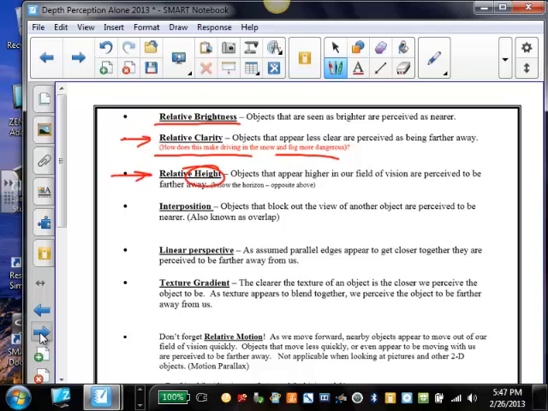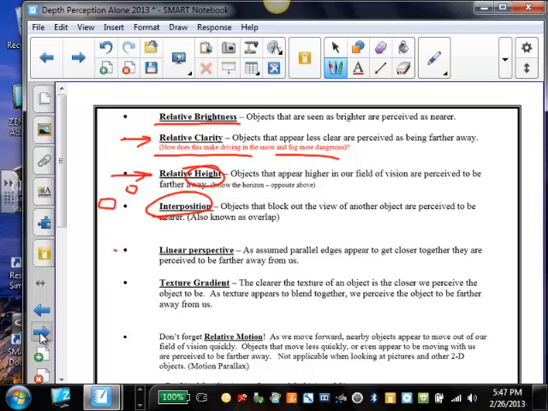Relative height suggests that for objects that are on the same plane, if they appear higher in our field of view, they are perceived to be farther away. So if we look down by our feet, those are very low in our field of vision. And as we look up, we might see the bottom of the table leg higher in our field of vision, and we perceive that to be farther away. Interposition refers to objects that block our view of another being perceived to be nearer. So objects that are in front of another object, we think are closer than the object that's being blocked.